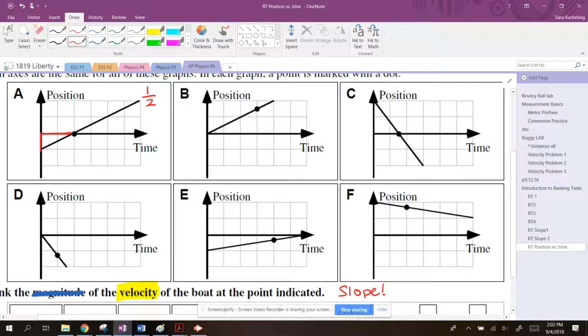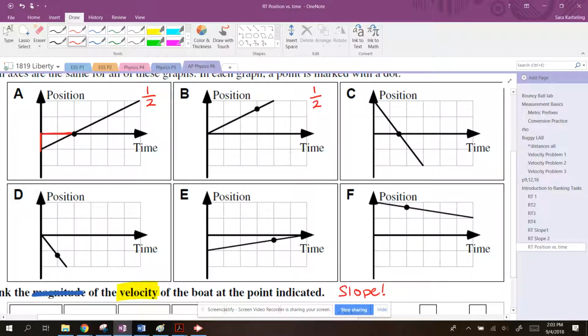Up 1 over 2. Now, you could look at this as up 2 over 4, and that's okay too, right? It's the same thing. It simplifies down. So how does the velocity in A and the velocity in B compare? Same. It's the same line, just shifted, right? How about C?